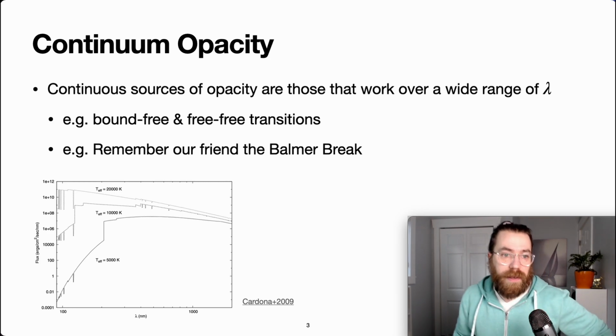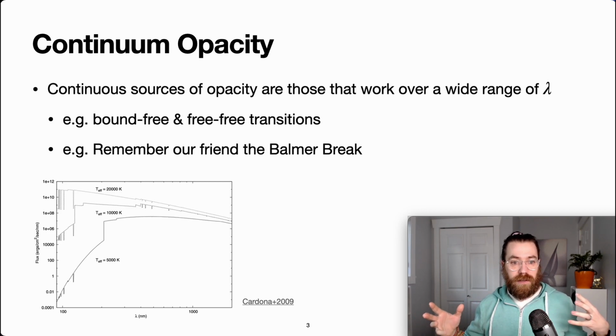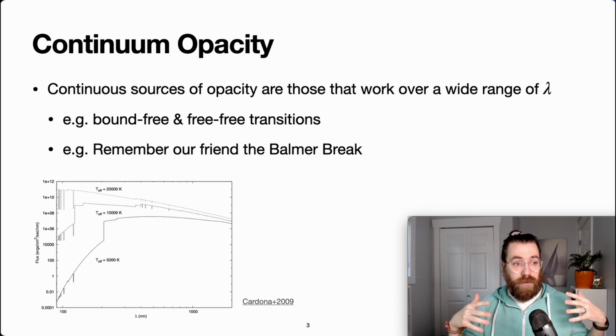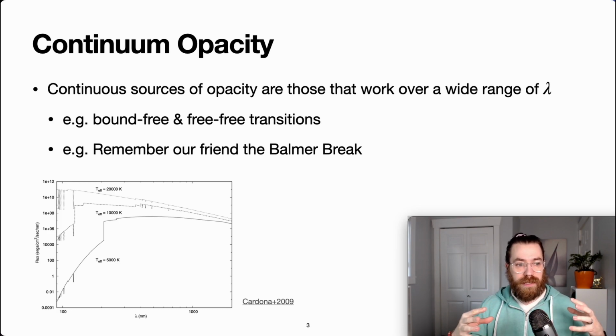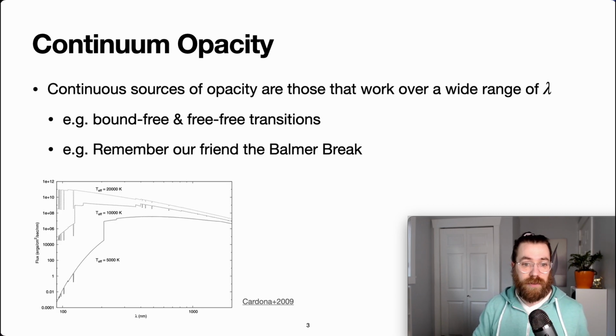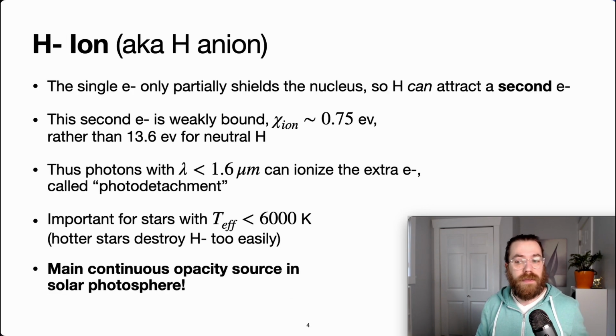So continuous sources of opacity are really important because all photons, no matter what wavelength they are, will be scattered or absorbed, and therefore they become really important in terms of measuring the properties of the atmosphere, since all photons get trapped. There's one particular source of opacity we haven't really talked about, which is mentioned in the book, and it's very famous in the Sun and other cool low-mass stars, and that is the H- ion, the H-minus ion.